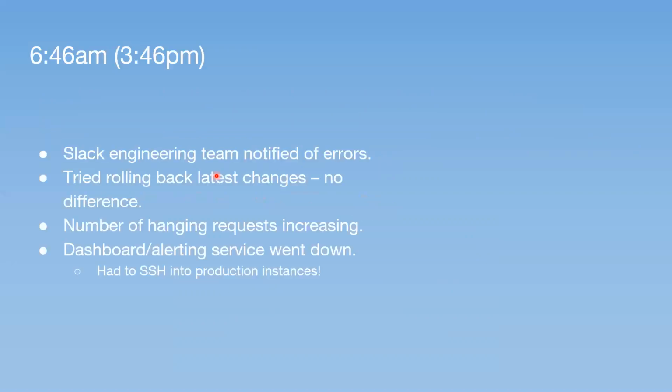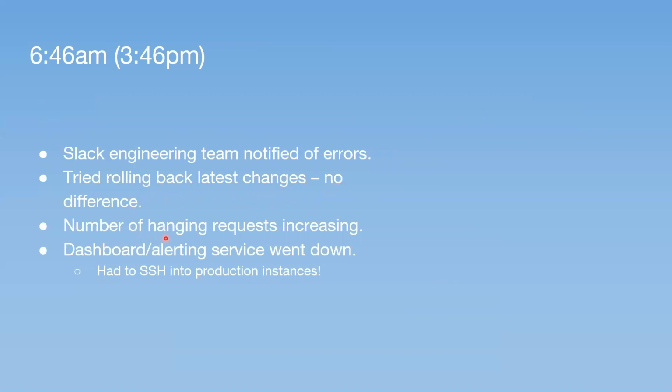Okay, so we're going to go forwards to 6:46 a.m. That's 46 minutes since the first packet losses. And this is where Slack were actually notified. They were notified because of the errors happening in the backend services. So the first thing they did was they tried to roll back the latest changes, which is always what you should do, well, almost always what you should do if you start seeing errors in production. But that unfortunately made no difference.